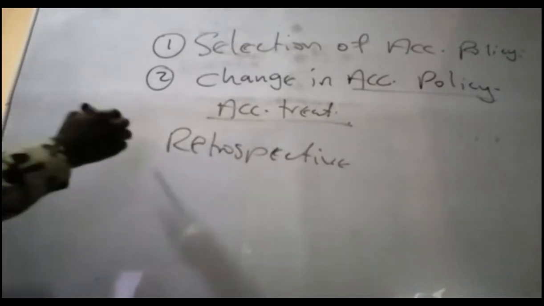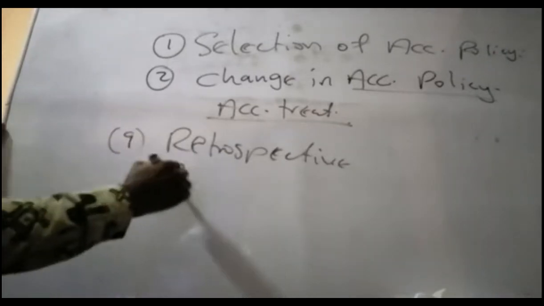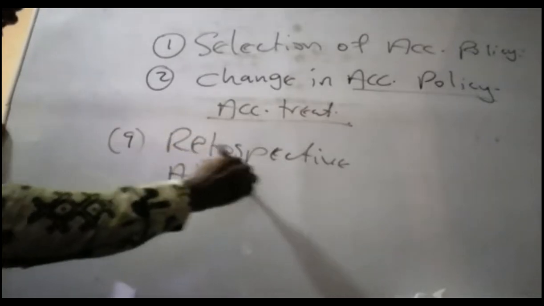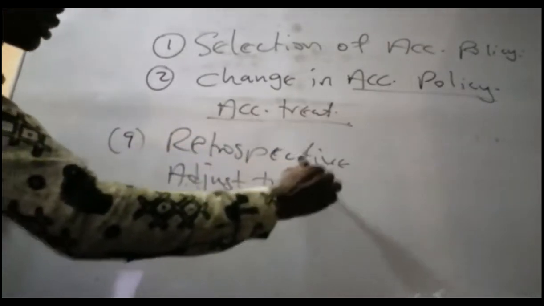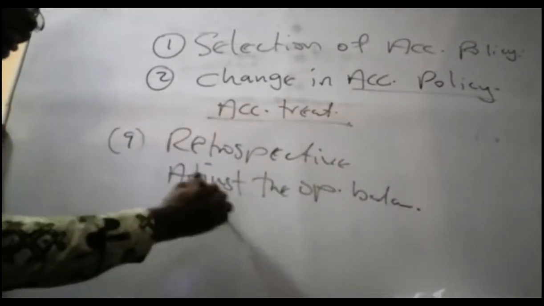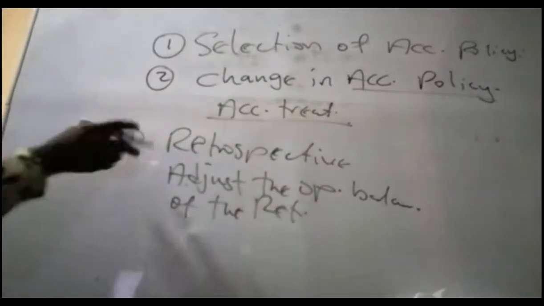Retrospective simply means, don't worry, adjust the opening balance of the retained earnings. That is all. So that's the first treatment.